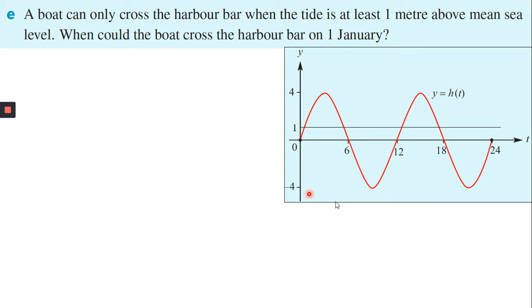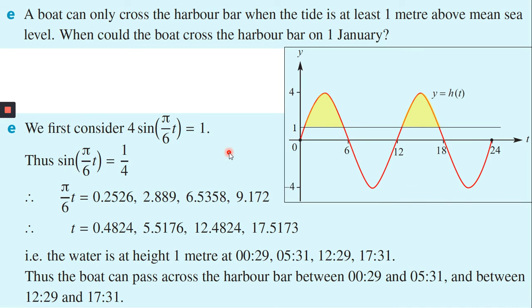So there's the boat. There's 1 meter. So it can only go between those times and those times. So there and there. If he leaves too early, he can't move. If he leaves it too late, he's going to get stuck, isn't he? So we just need to try and find the first one, because there's one there, one there, one there, one there. Once we found that first one, we can just use symmetry to find the others. So we just put it equal to 1. Bring that 4 over, equal to 1/4. So not an exact value.